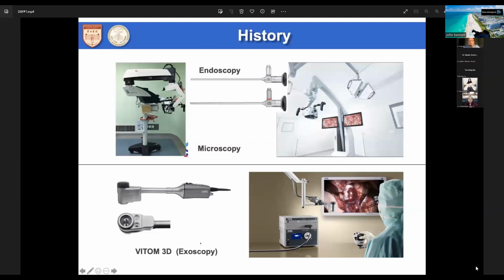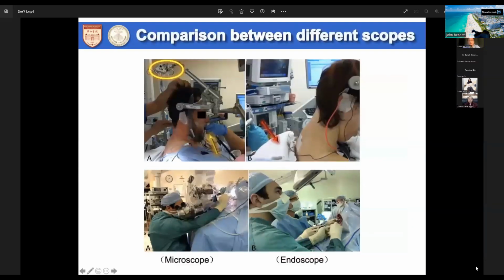When the exoscope was introduced to our department, we were also confused about what kind of surgery we would choose it for. You can see here, this is Dr. Garni, who also joined this meeting. For this kind of patient, this is how we use the microscope, and this is how we use the endoscope. The endoscope has some advantages for this kind of patient, especially for the ergonomic part.